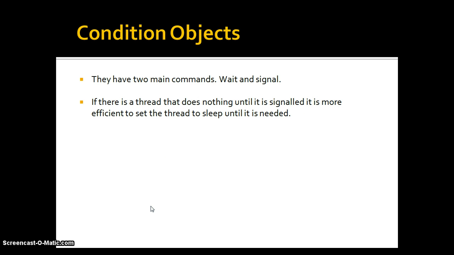Conditional objects. These are pretty simple and straightforward. They have 2 main commands, wait and signal. If there's a thread that does nothing until a certain event, then it's pretty memory efficient to have it just running in the background until that event occurs.